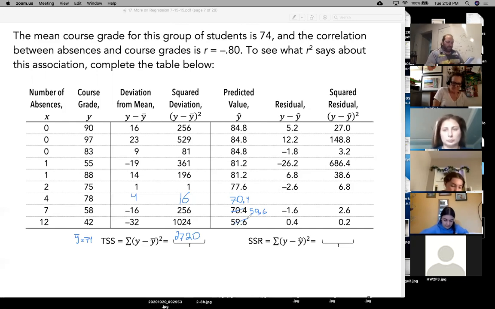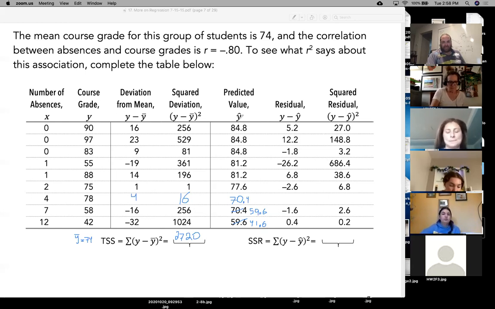And what should it be for 12? 41.6. So what we're going to do now is calculate the residual. The residuals are the actual value minus the predicted value.